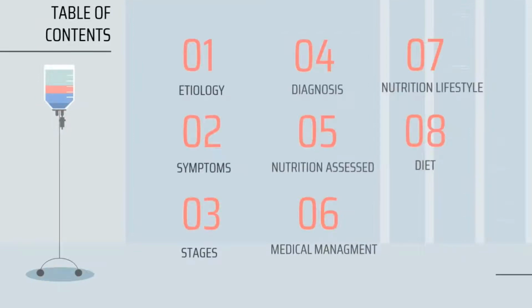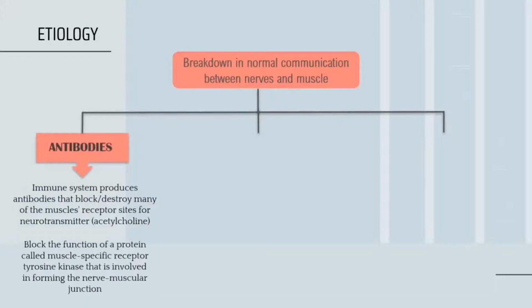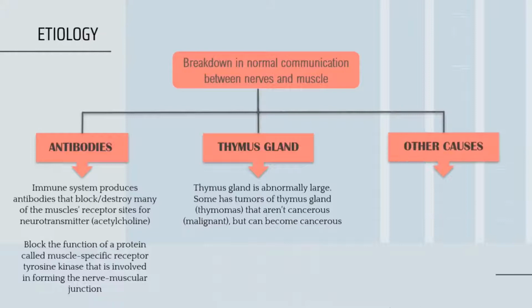Table of contents. First, let's talk about the etiology of myasthenia gravis. This disease will break down normal communication between nerves and muscle. This includes antibodies, thymus gland, and other causes.